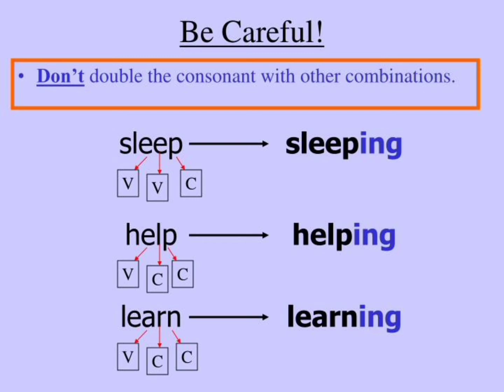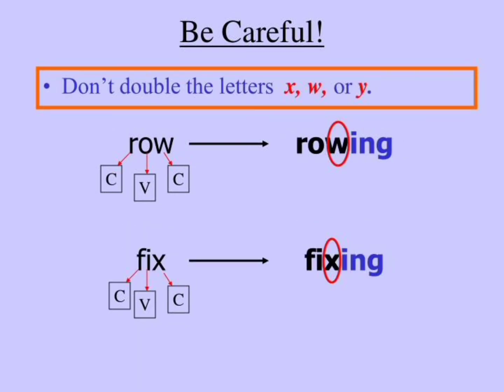Now, some more rules on how you can add ing. Don't double the last letter whenever the verb ends with x, w or y. For example, row, rowing, fix, fixing.